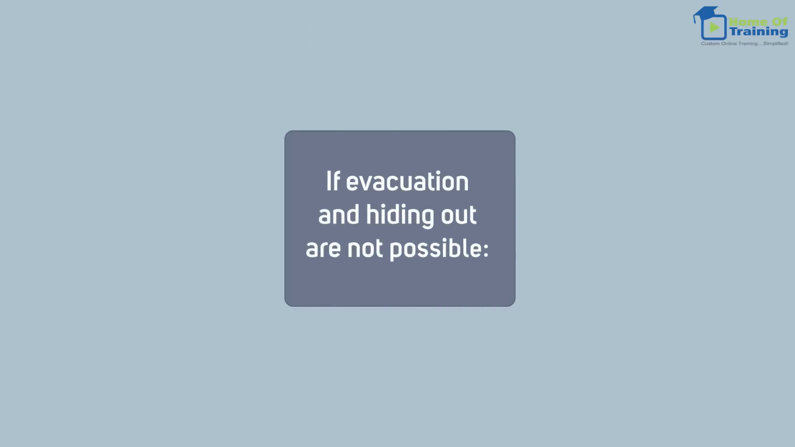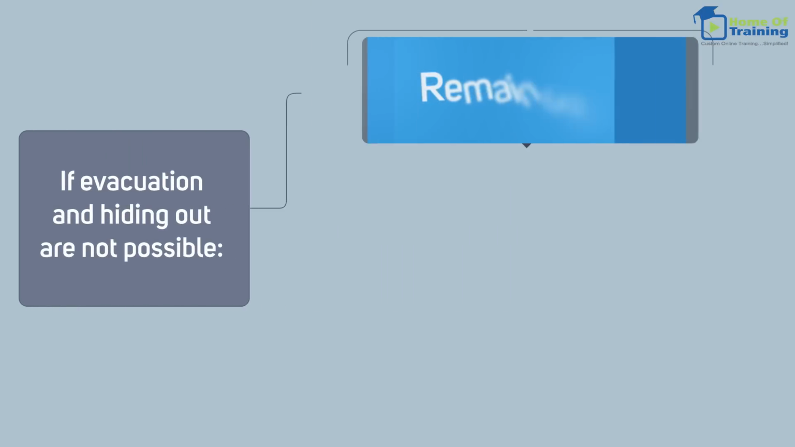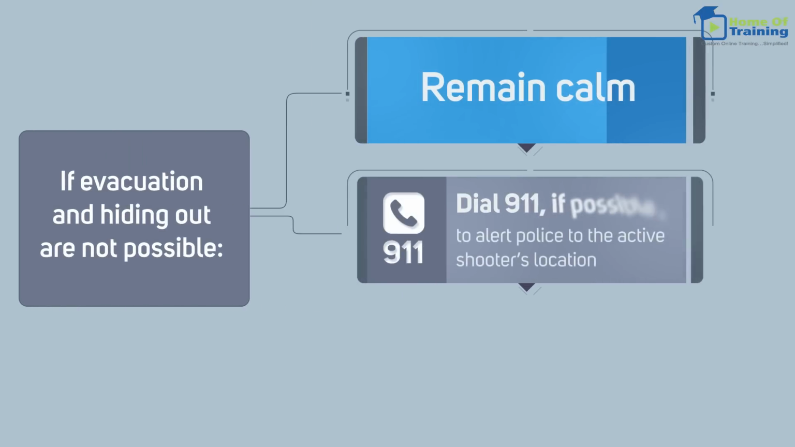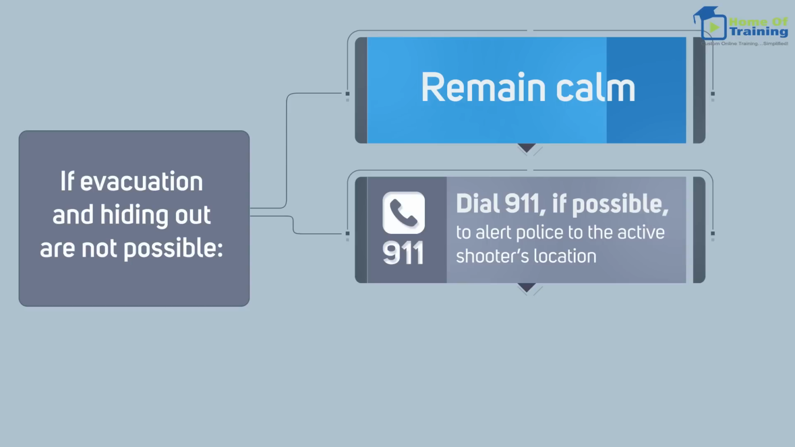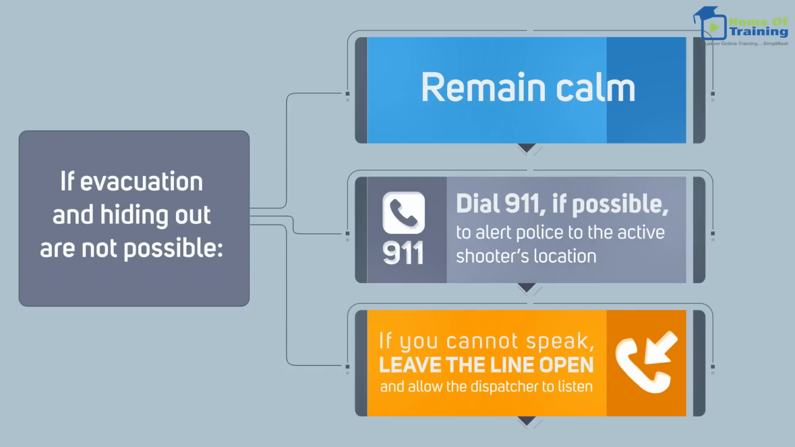If evacuation and hiding out are not possible, remain calm. Dial 911 if possible to alert police to the active shooter's location. If you cannot speak, leave the line open and allow the dispatcher to listen.